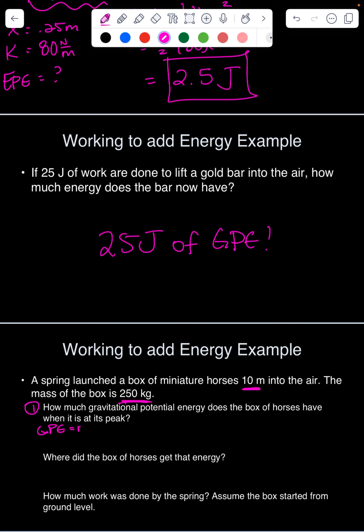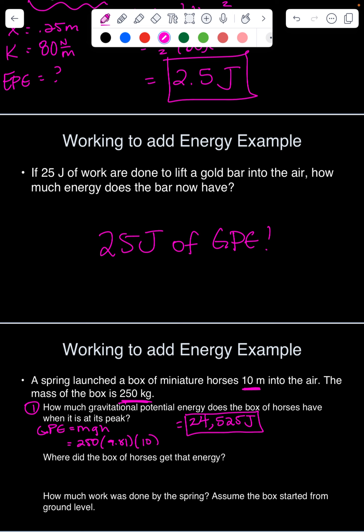We know that GPE is mgh. We were given the mass, that's 250. We know that g is negative 9.81. We're just going to use that 9.81 because we know that energy is a scalar quantity. And we know that the height at its peak is 10 meters. So we plug all of that in, and that gives us 24,525 joules of gravitational potential energy.